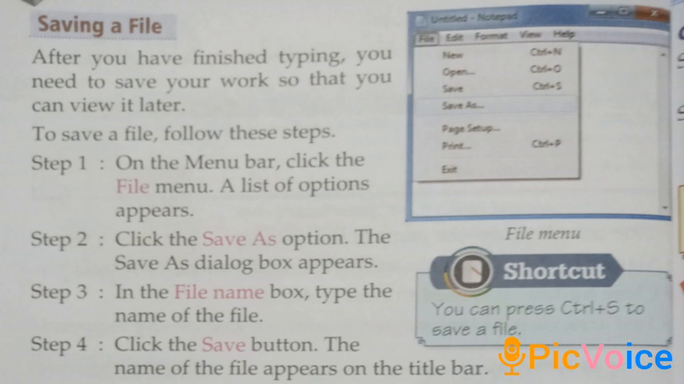Then step 3, in this step we type the file name according to our choice in the file name box. Then step 4, click on the Save button, then the name of the file appears on the title bar.